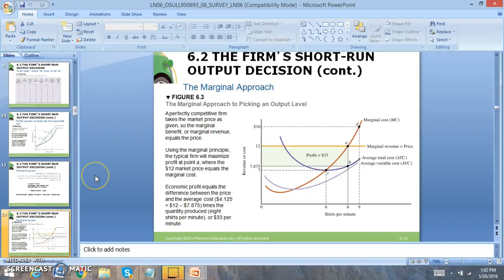Let's go to one of the graphs. When we look at the graph right here, marginal revenue equals price equals demand equals average revenue. Where you want to focus on every market structure is where marginal revenue equals marginal cost, which is right here at point A. This is the profit maximizing or loss minimizing level that we want to focus on. All firms will produce at this output level.